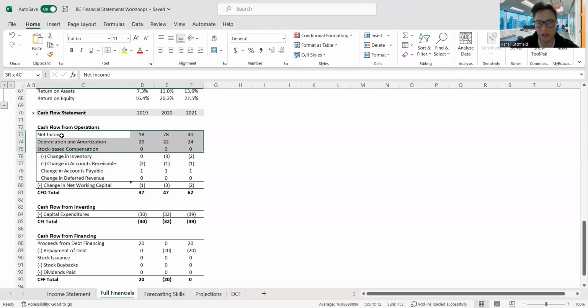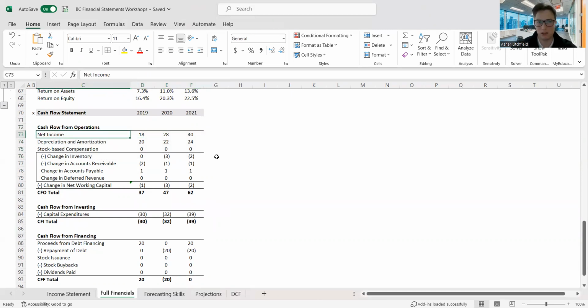There are two ways to calculate cash flow from operations. One way is the direct method. So this is where you keep track of everything that's coming into your business cash-wise and everything that's going out. And you just keep really good details, and then that tells you what your cash flow is because you know what's coming in and out. This is called the indirect method.